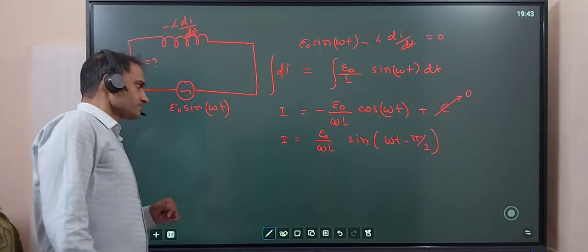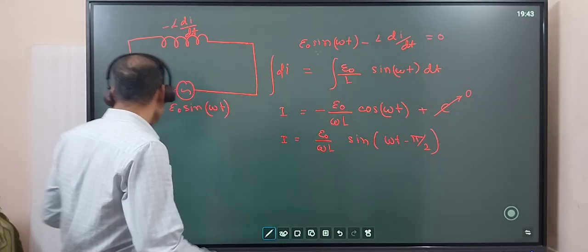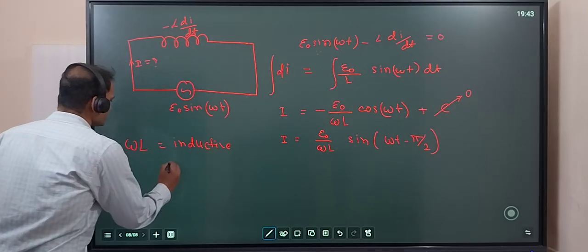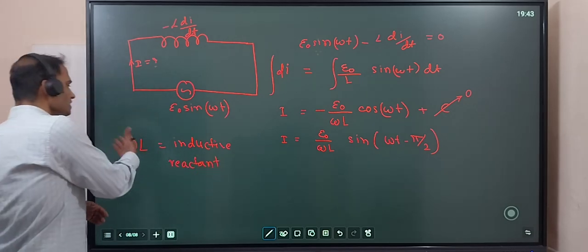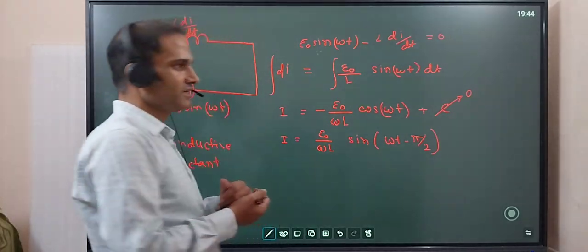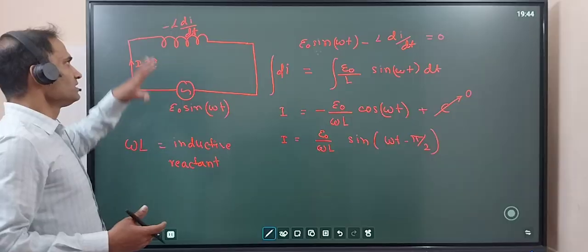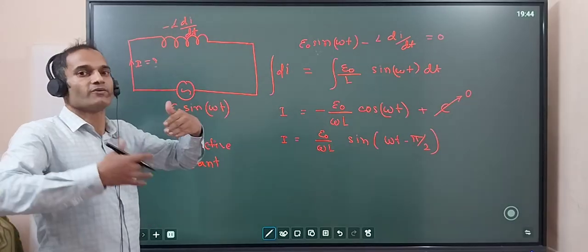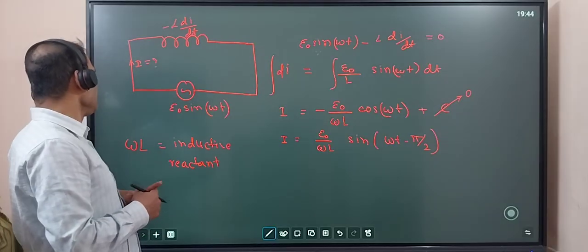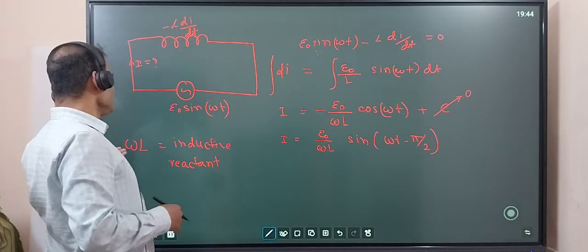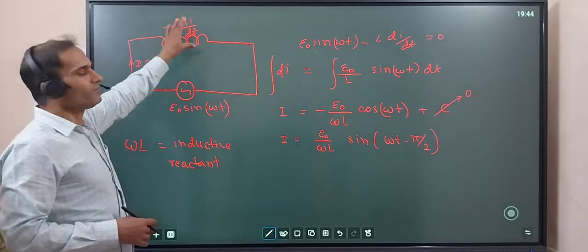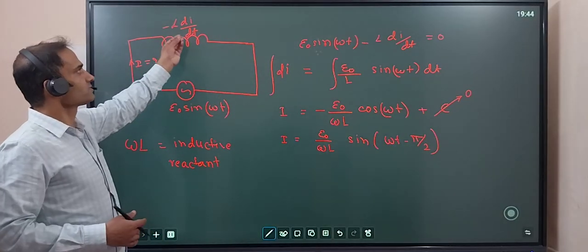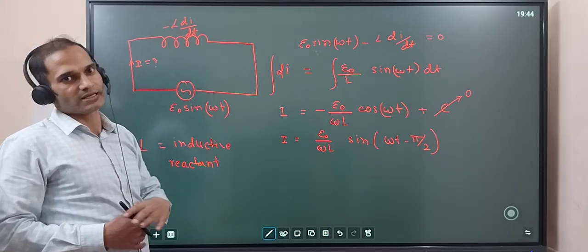But first of all, let us discuss this omega L. Omega L is called inductive reactance. If omega value is large, inductive reactance will be large. I mean, if the fluctuation is large, what will happen? You know that if the rate of change in current is high, the inductance will be more effective, right? And if omega is 0, it is just like DC, and this wire will allow a good amount of current. And if this is not an inductor, just a wire, again current will be high.